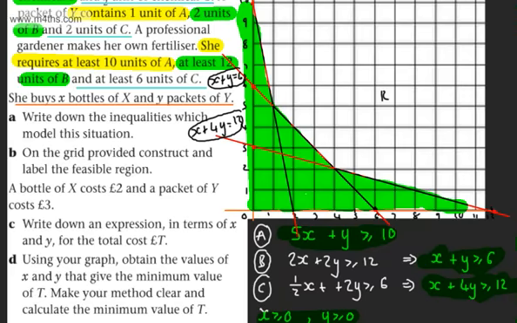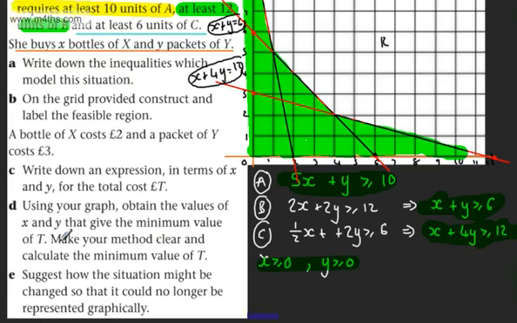Okay, we're now told a bottle of X costs £2 and a bottle of Y costs £3. Write down an expression in terms of x and y for the total cost T. Now consider that we're buying x, and that's lowercase x, bottles of X at £2 a go. We're buying y packets of Y at £3 a go. The total cost, and we can write this down, is going to be 2 lots of x, let's write this in, 2x plus 3y.